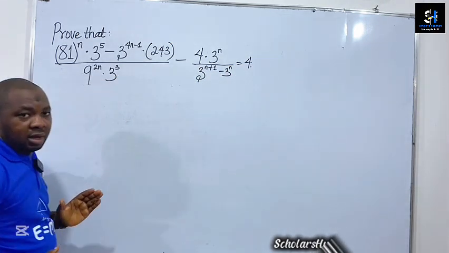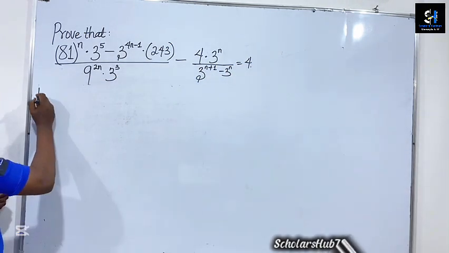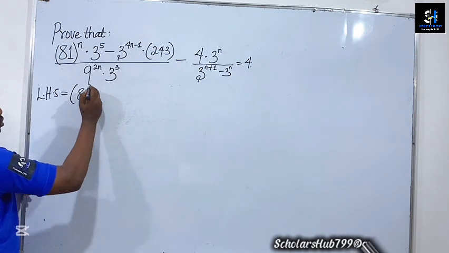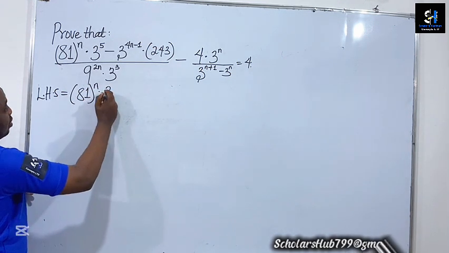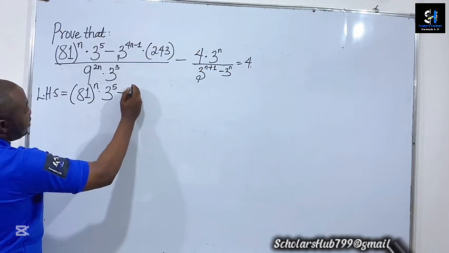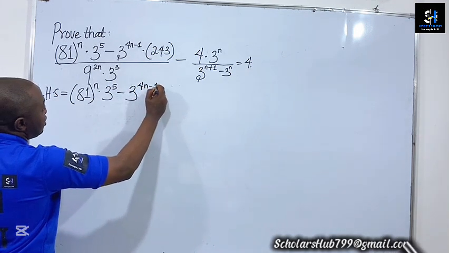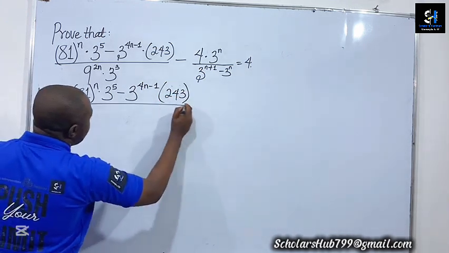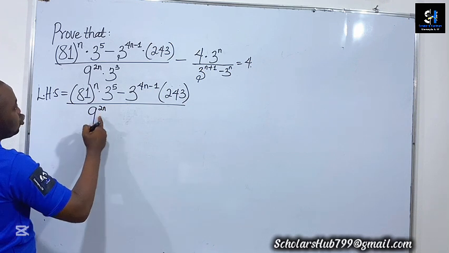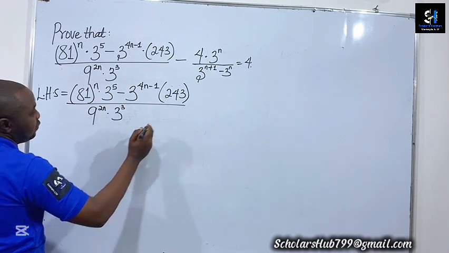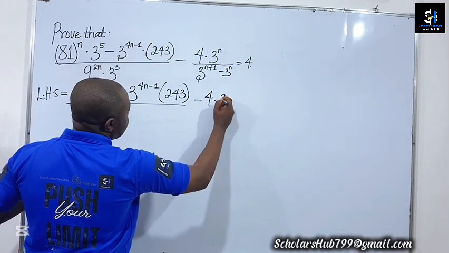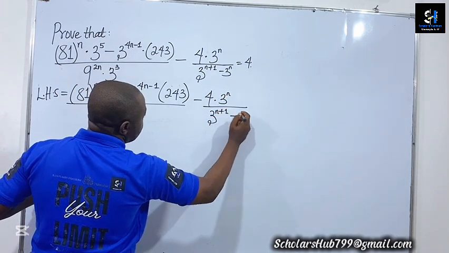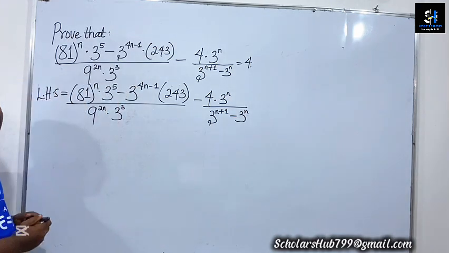The left hand side equals (81 raised to the nth power multiplied by 3 raised to the power of 5 minus 3 raised to the power of 4n minus 1)(243), all over 9 raised to the power of 2n multiplied by 3 raised to the power of 3 minus 4 multiplied by 3 raised to the power of n, divided by 3 raised to the power of n plus 1 minus 3 raised to the power of n.